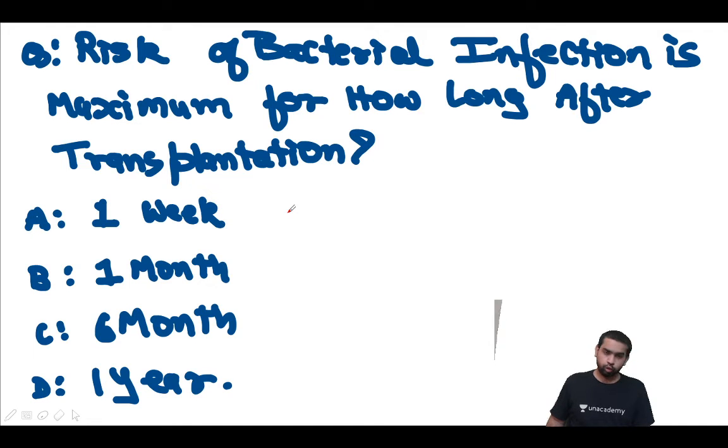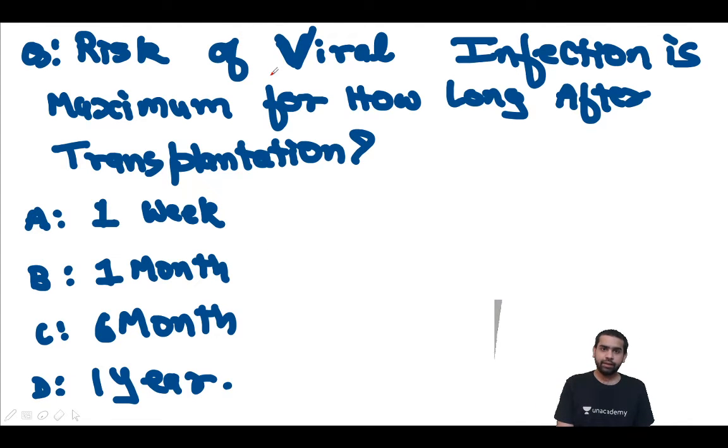Right, so Raghu is saying B. Fair enough. So you guys are saying for the bacterial infection, we should be very careful for 1 month. Well, yes, the answer is in fact 1 month. Good, great. Okay, for the bacterial infection, we have to be extra careful for 1 month. But now, if I just change the question and make it a viral infection, what is the maximum risk with the viral infection? For how long is the maximum risk?